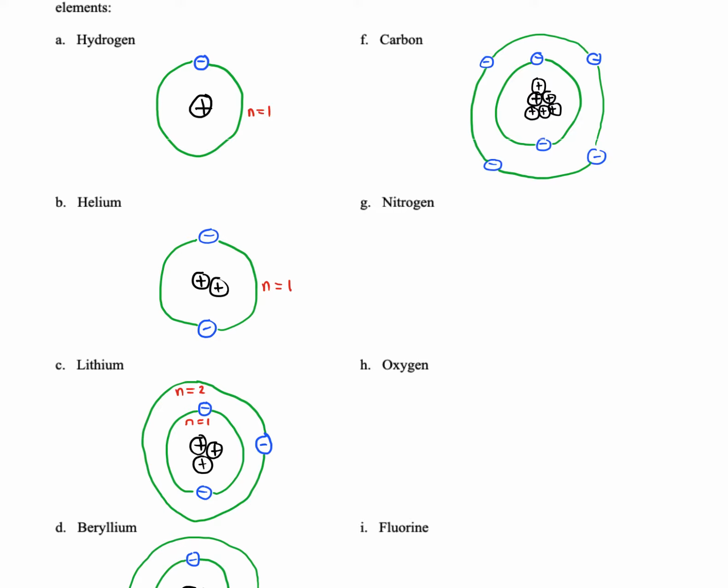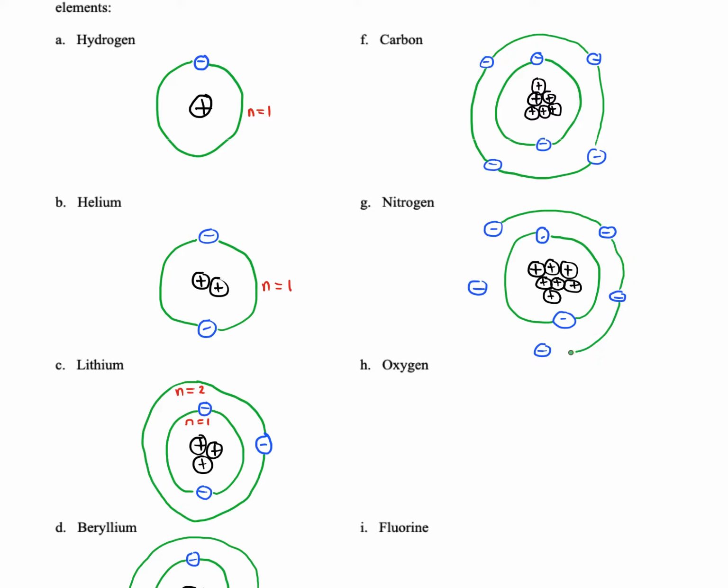Let's take a look at nitrogen next. Nitrogen will have 7 protons in the center. Okay, we'll draw the inner shell, and we want just 5 electrons in that outer shell. So 5 in the outer shell plus 2 in the inner shell makes a total of 7, and then we have balance electrically.